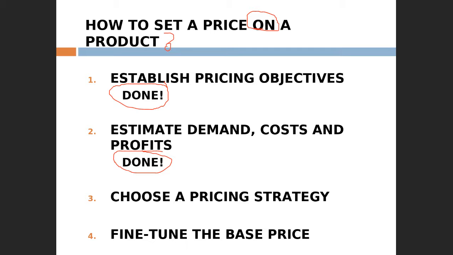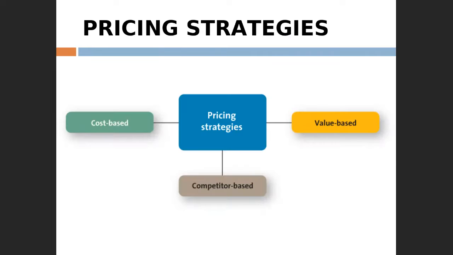Now what we have to do is we have to choose a pricing strategy, and then we can fine-tune the base price. So let's look at pricing strategies. You can come up with prices on the basis of cost, intuitively very obvious. You can come up with prices on the basis of what your competitors are charging, makes perfect sense. But sometimes it is what's known as value-based pricing, which is basically something very vague, if you will.